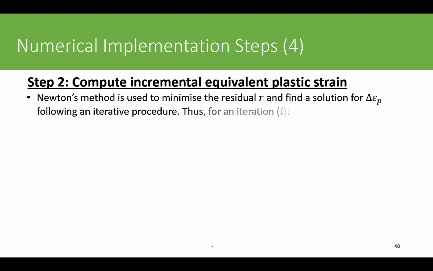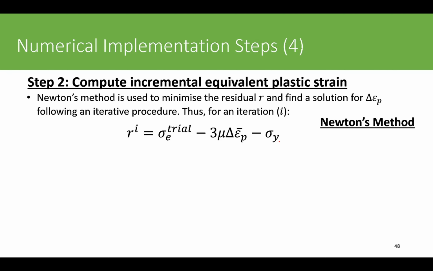And that's what we are doing now. So we need to use Newton method, because in the majority of cases we end up with a non-linear solution where we cannot separate the variables. So to find the solution for delta epsilon p, we need to use an iterative process. So for any iteration i, we need to make this residual to be minimum or 0, right? And for that we use Newton method.